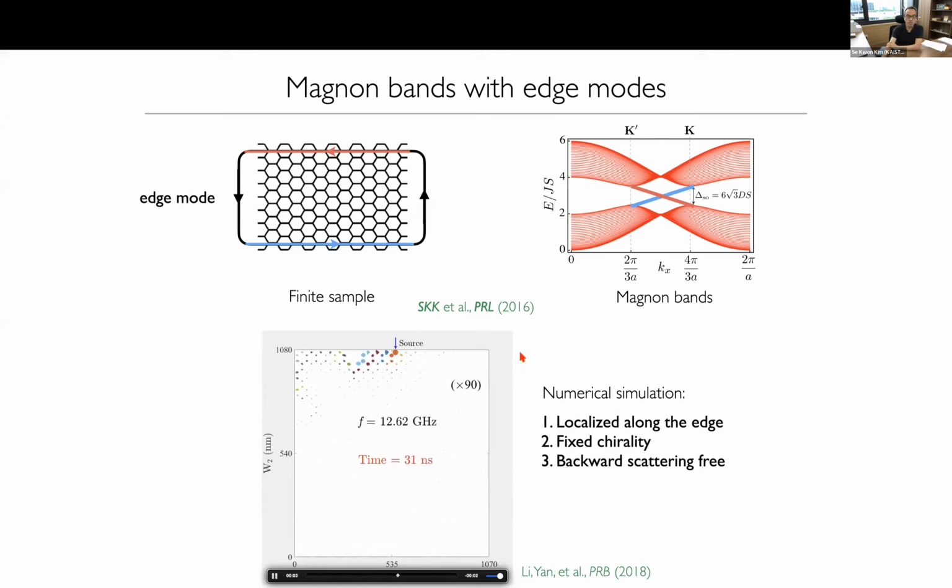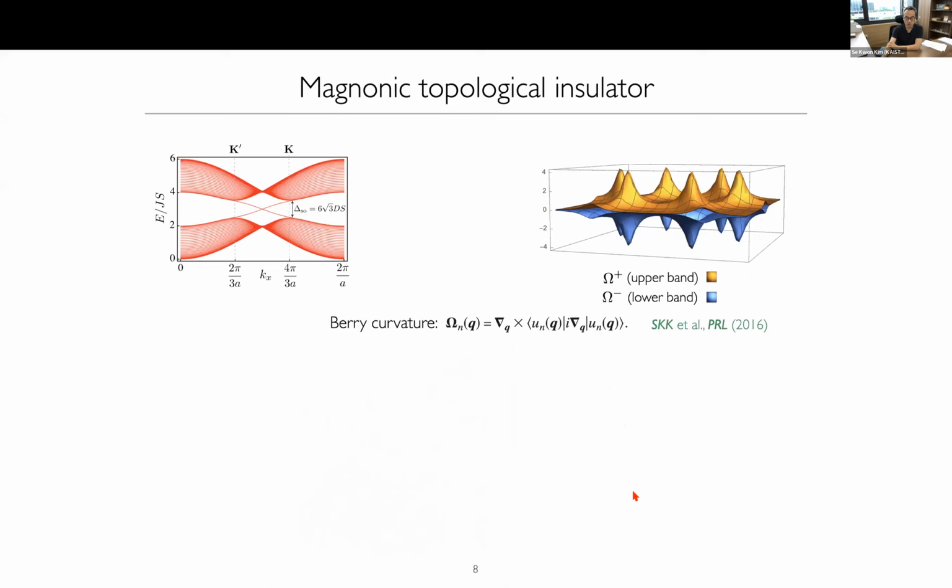And why do we have this kind of edge mode? We can understand that by considering the topological structure of magnon bands. So this right graph is showing the Berry curvatures of the upper magnon band and the lower magnon band, which is defined in this way. Here, u_nq is the magnon wave function at momentum q. So this is the so-called Berry curvature. It's like the effective magnetic field in momentum space.